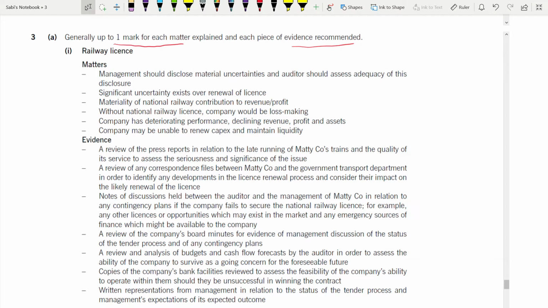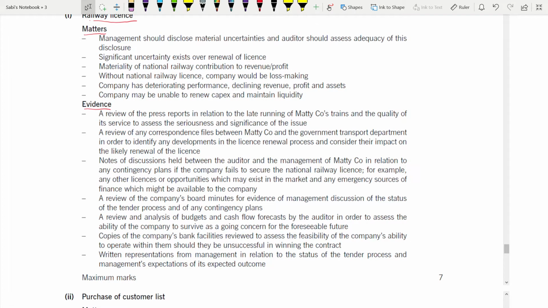Okay. So if you see, tons of matters are there. This is regarding what railway license. These are the matters, these are the evidence. You don't have to write all this, because the maximum mark is 7 only. So if you see 1, 2, 3, 4, 5, 6 matters are there. And if you come to explain the evidence, 1, 2, 3, 4, 5, 6, 7, 7 are there. So total 13. We don't need all these points. So make sure that you only write 7 points.